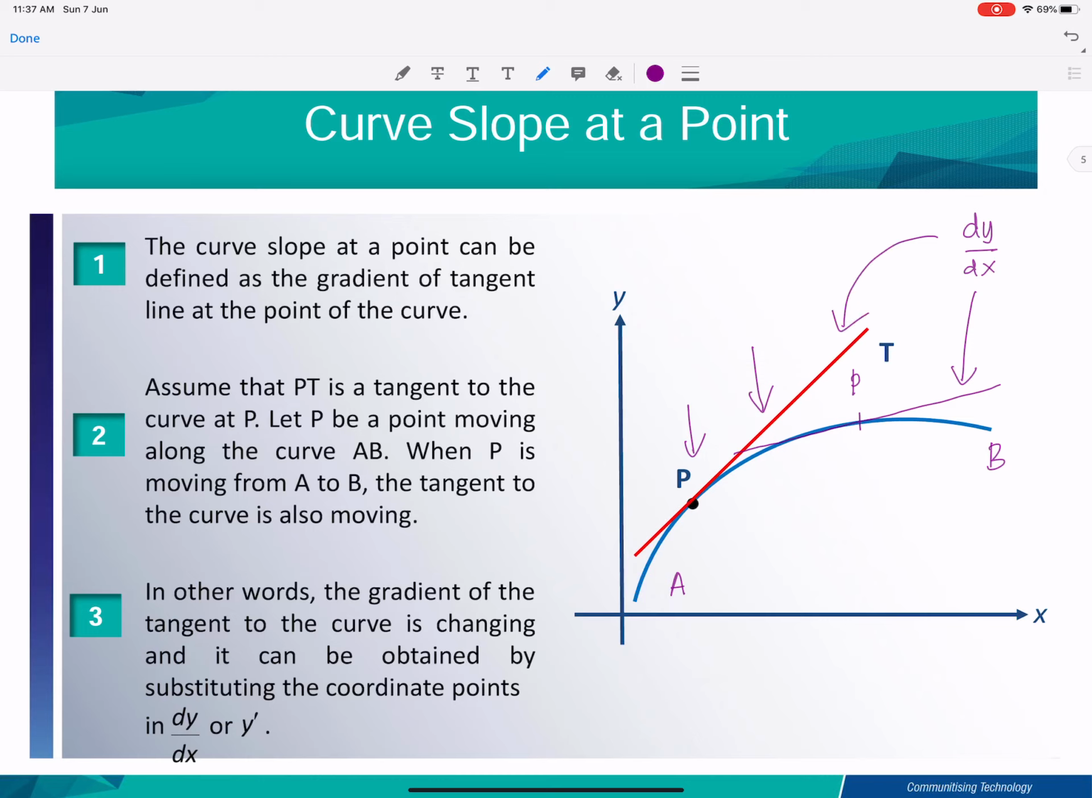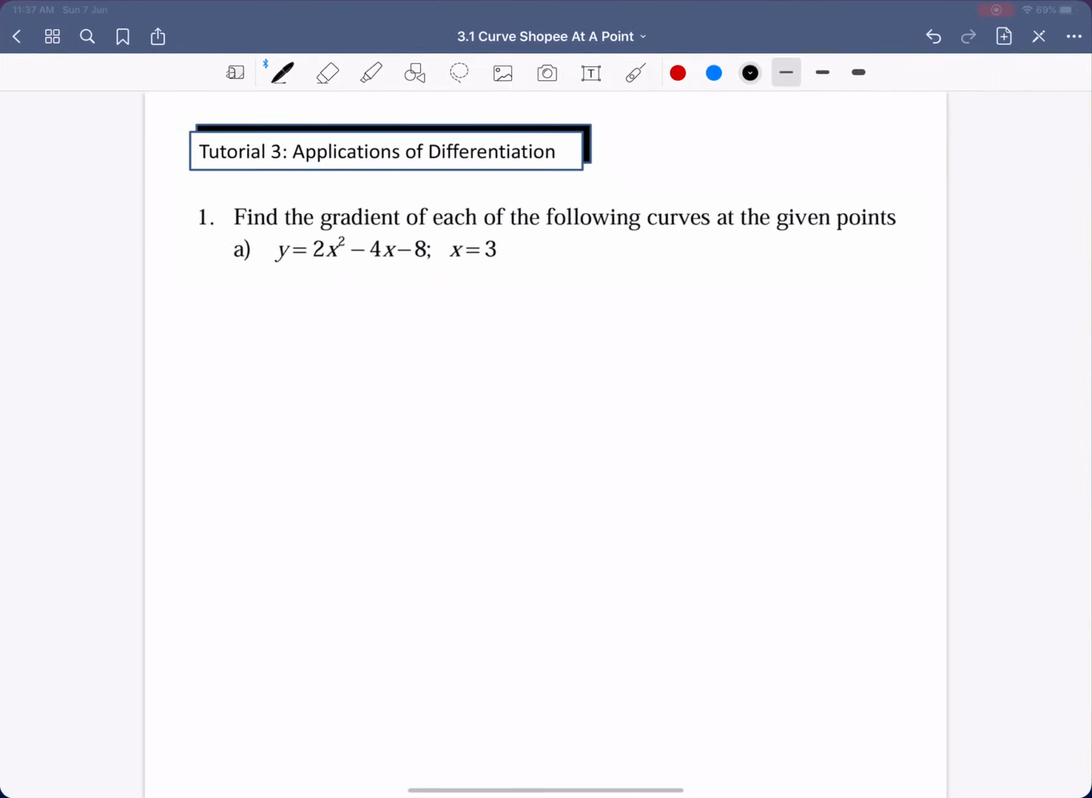Okay, now let us look at several examples, the form of questions that you may have in the assessment. Let us refer to tutorial 3, applications of differentiation, where these tutorial 3 questions are provided in the column.